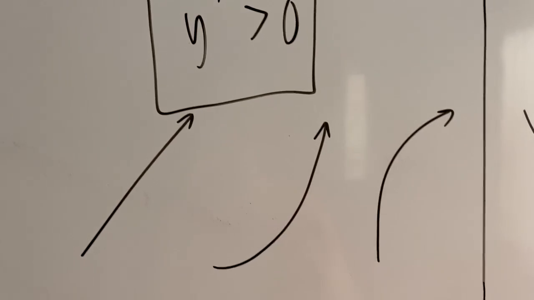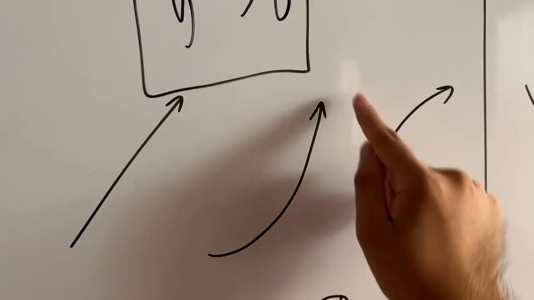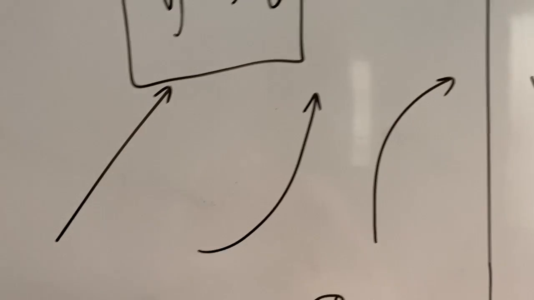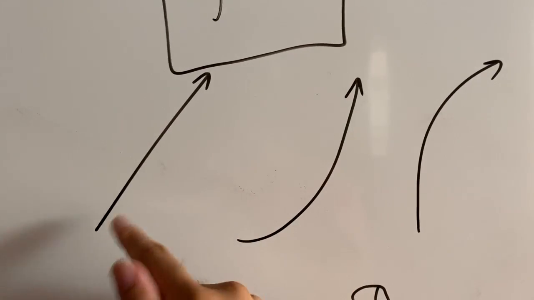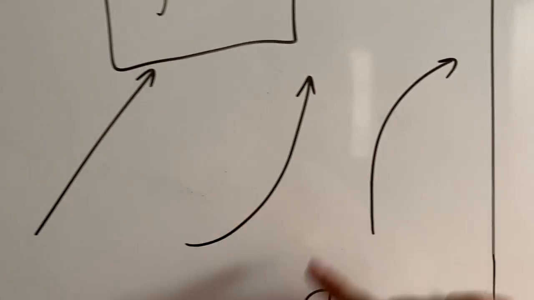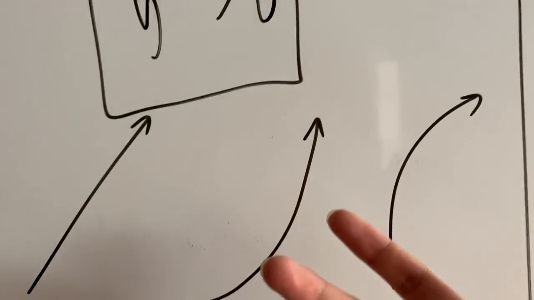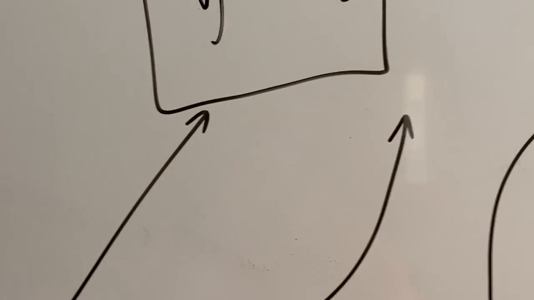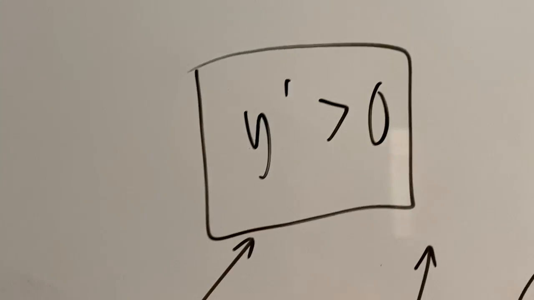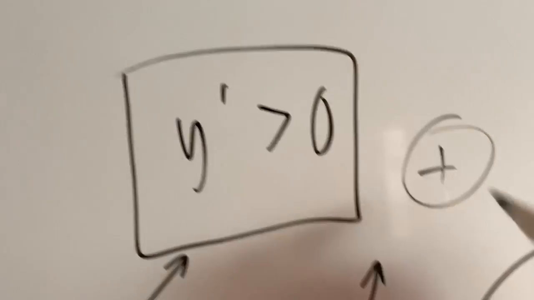It doesn't matter whether your line is straight, or curved like this or curved like that. If you have a line or a function that's increasing from left to right, that means y dash is greater than 0. That just means that y dash is going to be positive. So let me just write that down real quick. I'll just put a positive over here, okay?